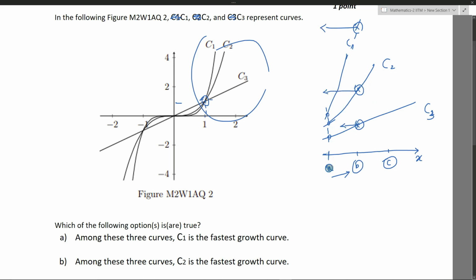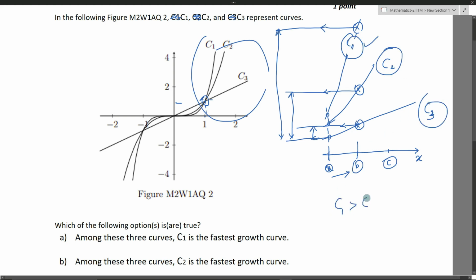If we are given an increment for the x value, we are also seeing a large increase in the y value. We are only moving by this value, so here the y value is changing by this much in curve 3. In curve 2, the y value is increasing by this much, but in curve 1, the y value is increasing by this much. So we can see that growth in C1 is larger than C2, which is larger than C3. C1 is greater than C2 and greater than C3. This also happens in the negative x direction.